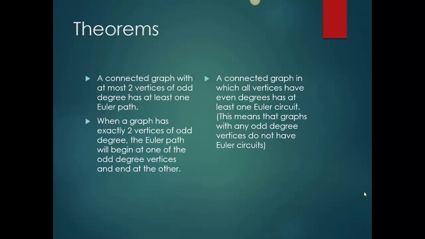A connected graph in which all vertices have even degrees has at least one Euler circuit. This means that a graph with any odd degree will not have an Euler circuit.